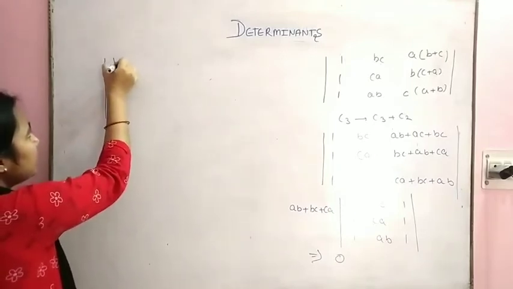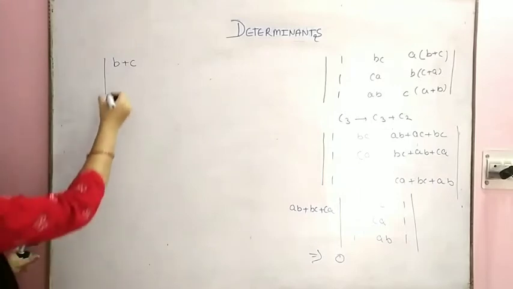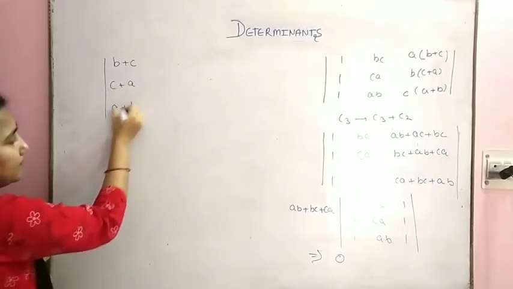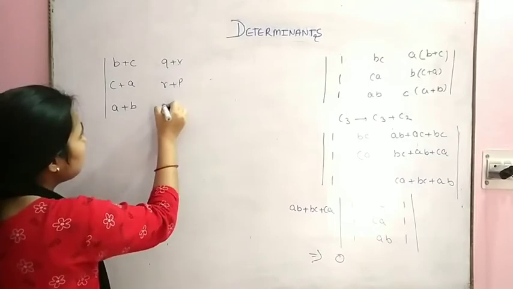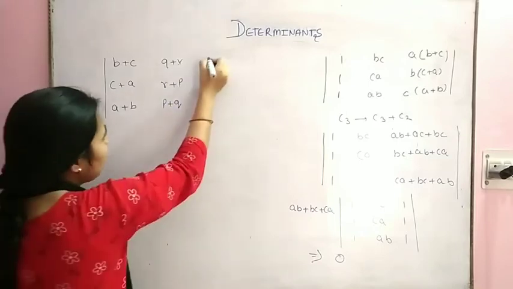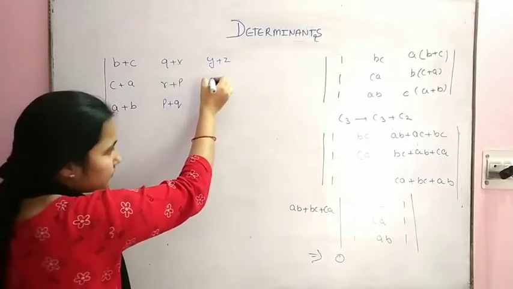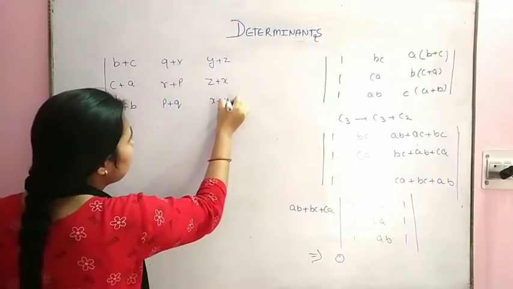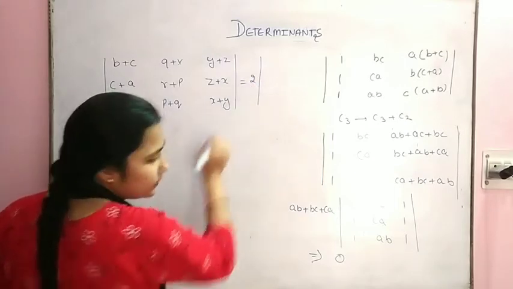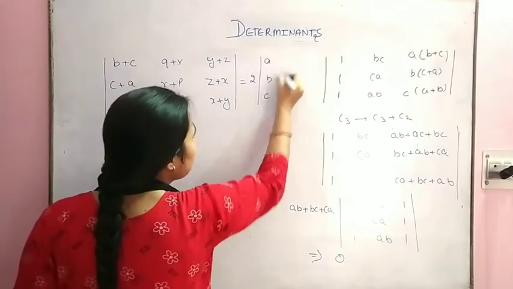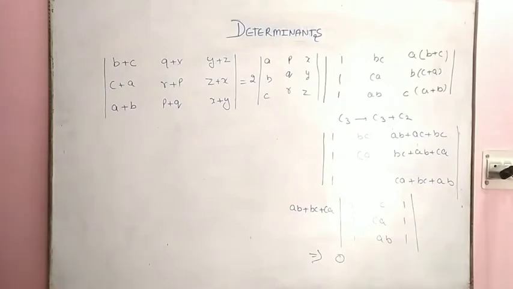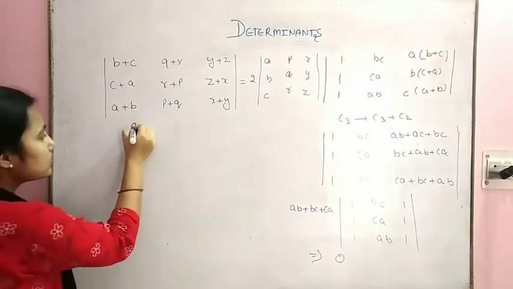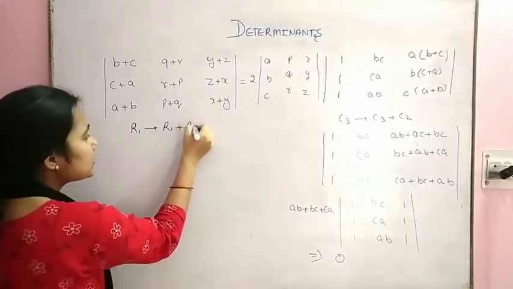We have a determinant B plus C, C plus A and A plus B; Q plus R, R plus P and P plus Q; Y plus Z, Z plus X and X plus Y. We have to prove this equals the determinant A B C, P Q R and X Y Z. So firstly, we have to add all rows. We change R1 to R1 plus R2 plus R3.